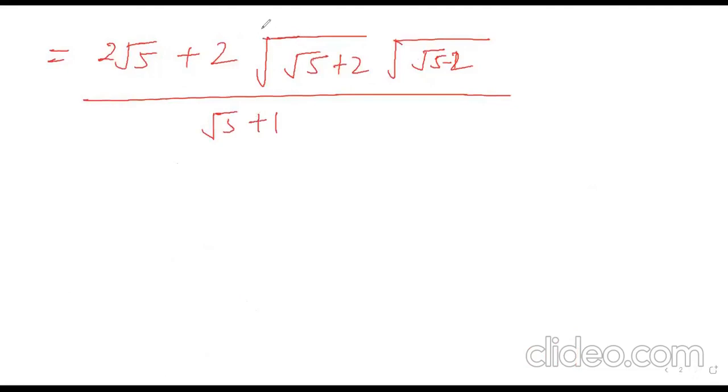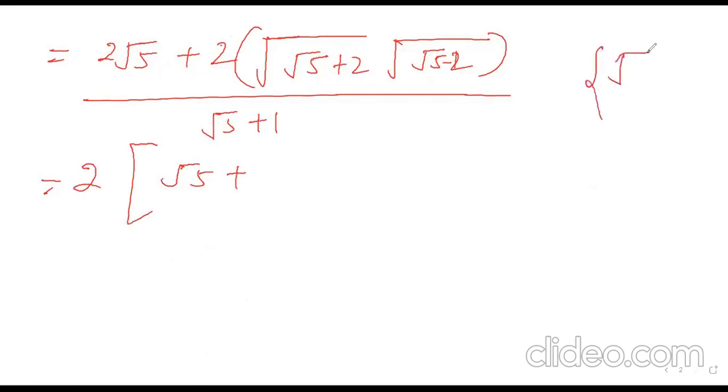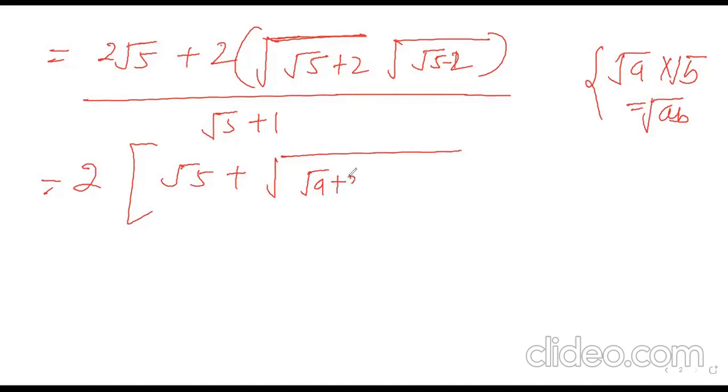Now look at these terms. Let us take 2 common outside from here. Root a into root b is written as root ab. So I'm writing this one: root of 5 plus 2, and in one bracket, root of 5 minus 2.